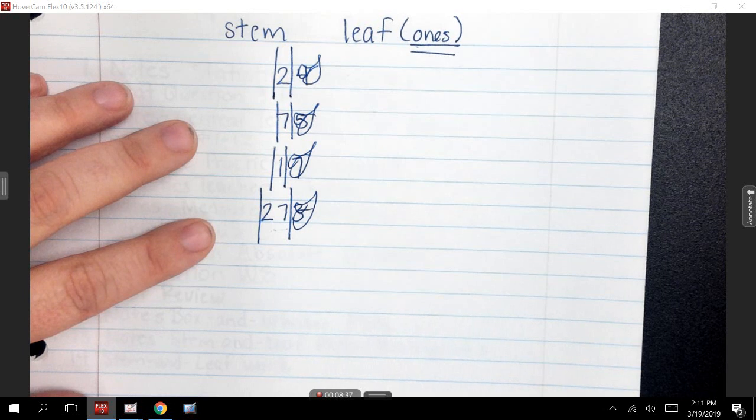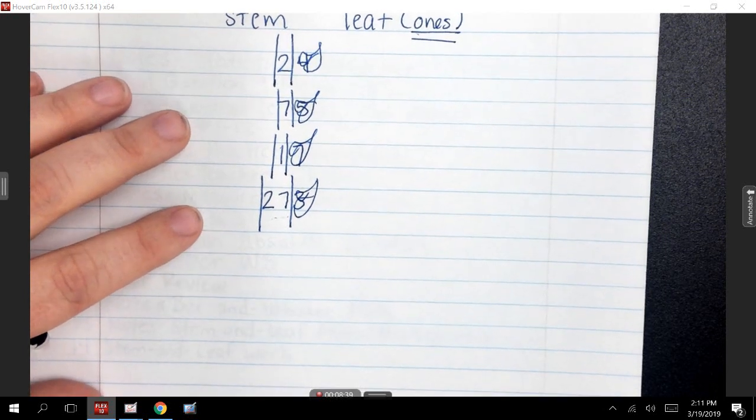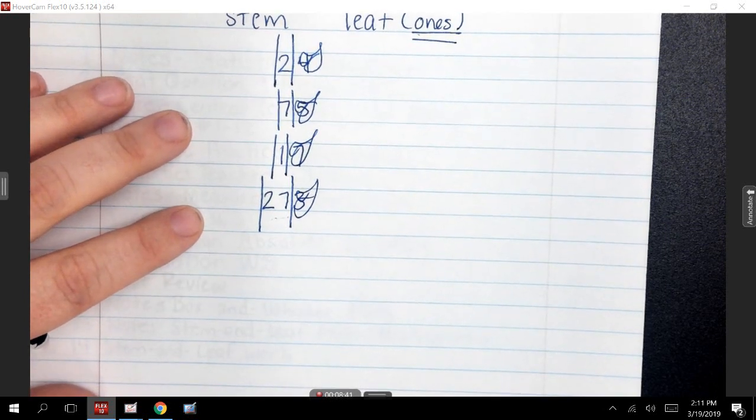Joelle? If you have a decimal, how would you do it? You wouldn't use a stem and leaf. Okay? Or we'd have to set it up differently. All right? JC?